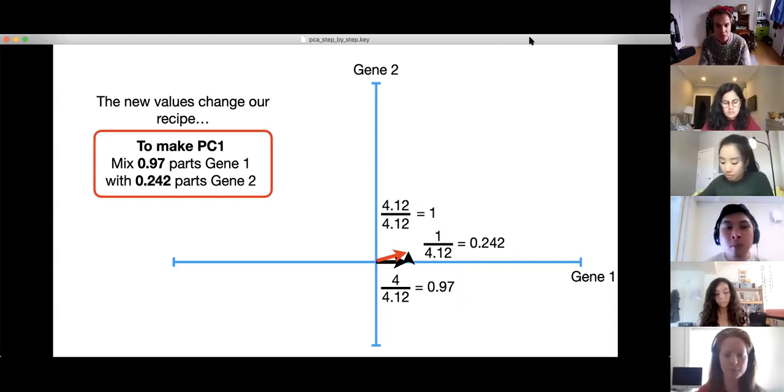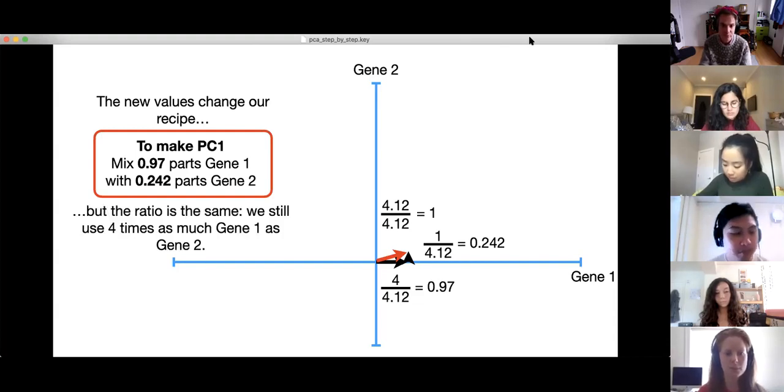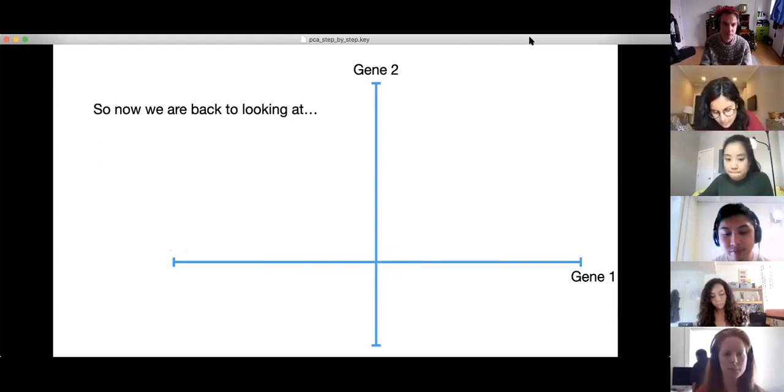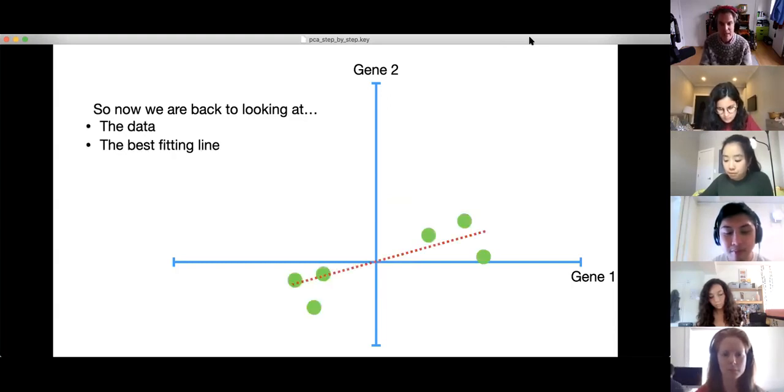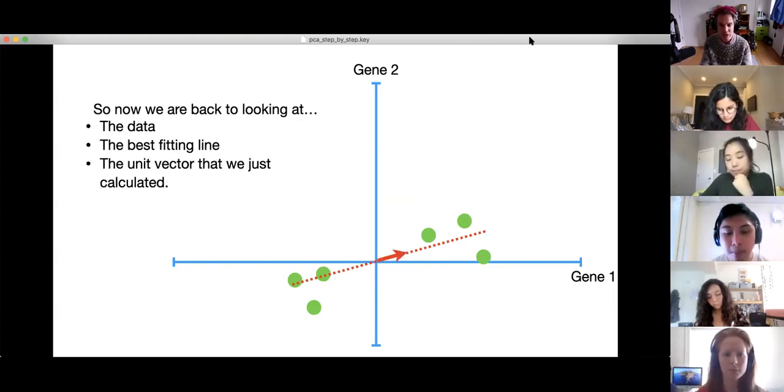So now to make PC1, we mix 0.97 parts of gene 1 with 0.242 parts of gene 2. But the ratio is the same. We still use 4 times as much gene 1 as gene 2. We've just got fancier looking numbers with decimal points. Okay, so now we're back to looking at the data and the best fitting line and the unit vector that we just calculated.